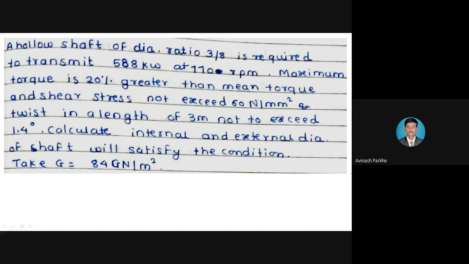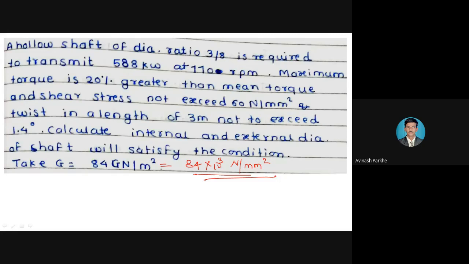Take G is equal to 84 giganewton per meter square, means 84 into 10 raised to 3 Newton per mm square. So this will be the value of G. And we have to calculate the external diameter and the internal diameter. Now start solution in your notebook and tell me the answers.